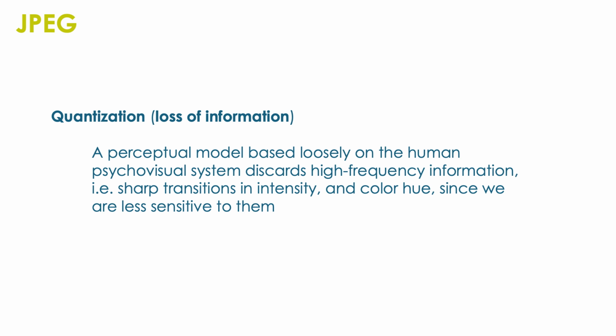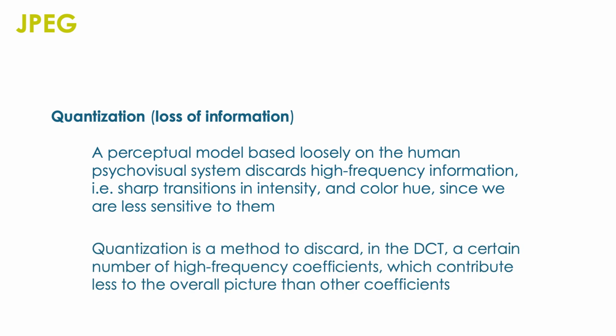And now let's move to the third step, the quantization. A perceptual model based on the human psychovisual system discards high-frequency information, which is sharp transition in intensity and color hue, since we are less sensitive to them. Quantization is a method to discard in the DCT space a certain number of high-frequency coefficients, which contribute less to the overall picture than other coefficients.